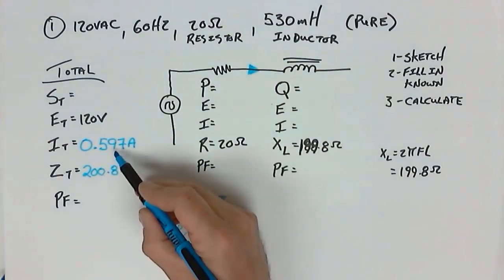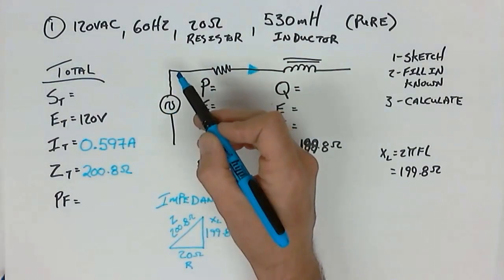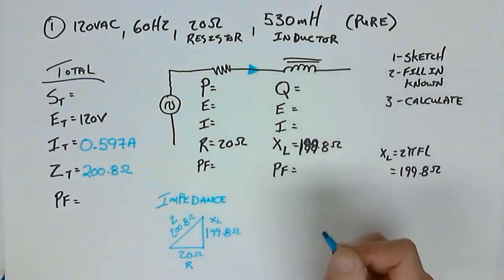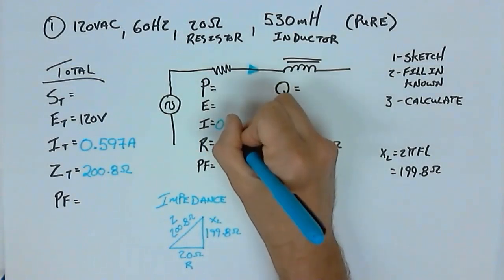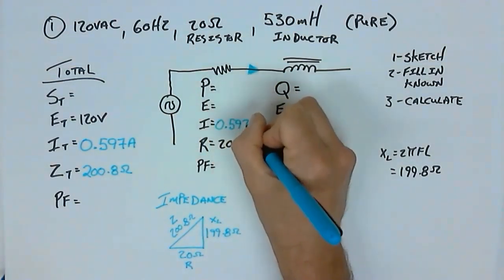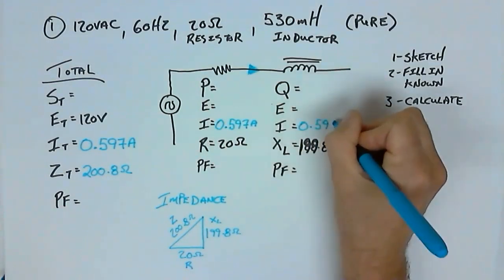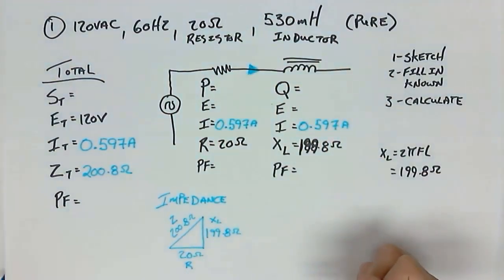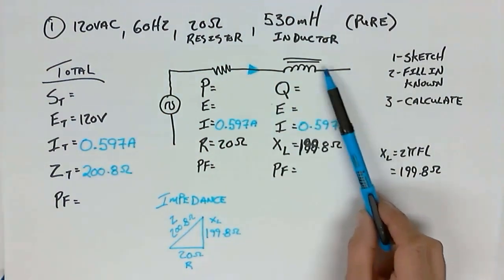Great. Okay. Well, let's head over here. Can we use this information? Yes, it's a series circuit. Whatever the current is here is the same here, here, here, here, here, here, all the way along. So that means that it's 0.597 amps. Once I know the current value for this circuit, can I now calculate the voltage and the relative power?